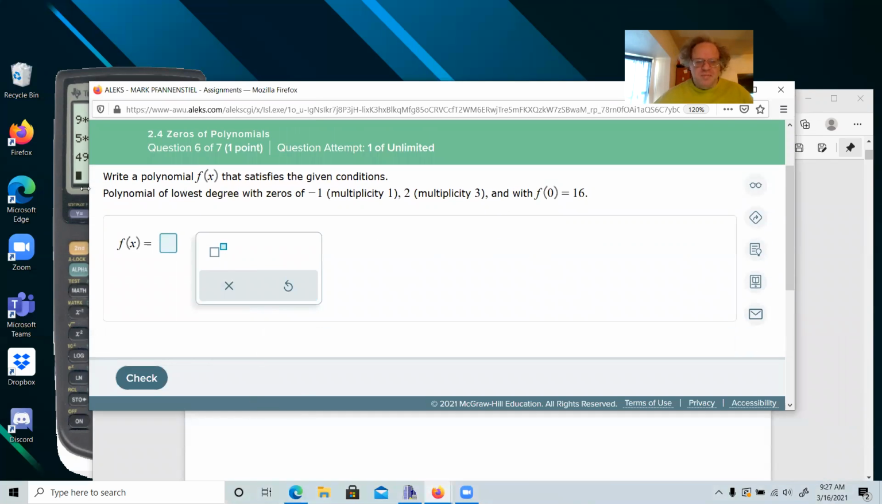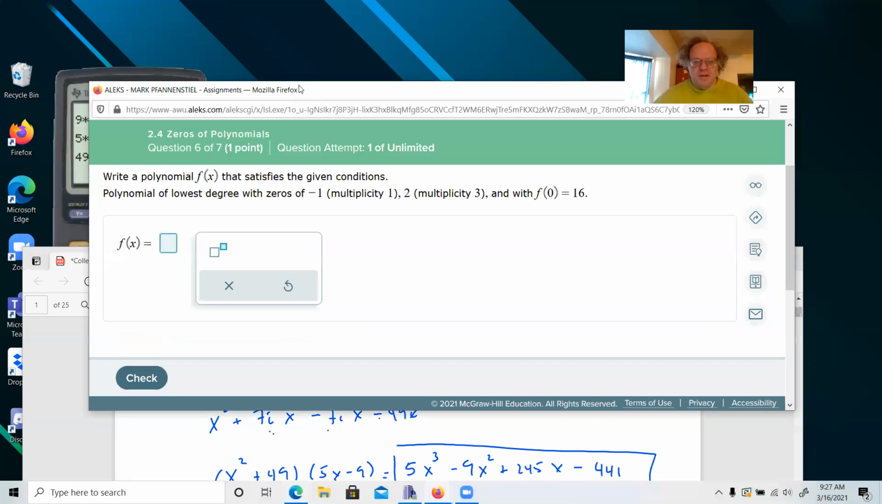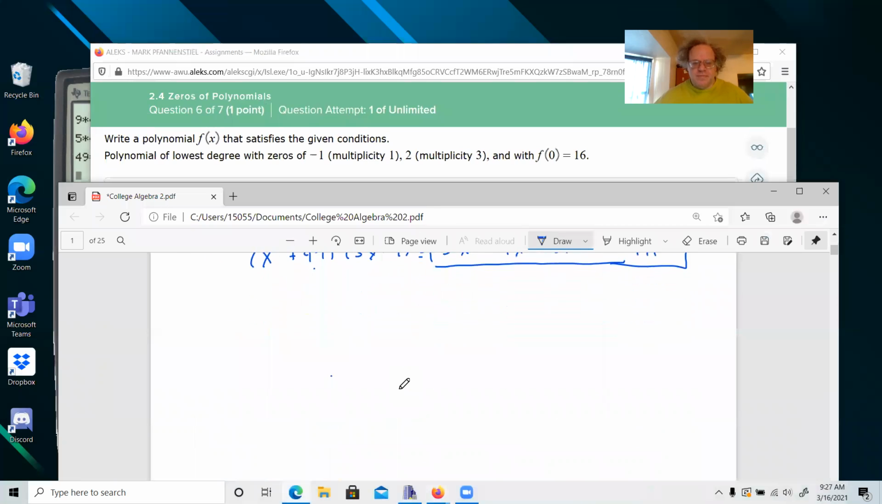All right, now this one is polynomial with lowest degrees. We have -1, 2 with a multiplicity of 3, and f of 0 is equal to 16. All right, so let's go ahead and start with what we have, and then we'll talk about some other things. Okay, so we need an x equals -1, and this is happening one time. We have an x is equal to 2, and this is happening 3 times. But we also have an f of 0 is equal to 16.